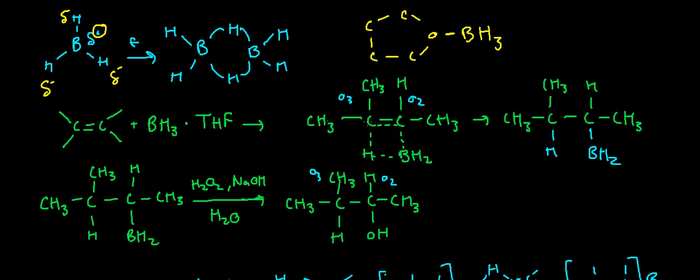And this left one is bonded to 1, 2, 3 carbons. This right one is bonded to 1, 2 carbons and a hydrogen. So which of these 2 carbons is going to have slightly more electrons about itself? The one on the right, the less substituted one.